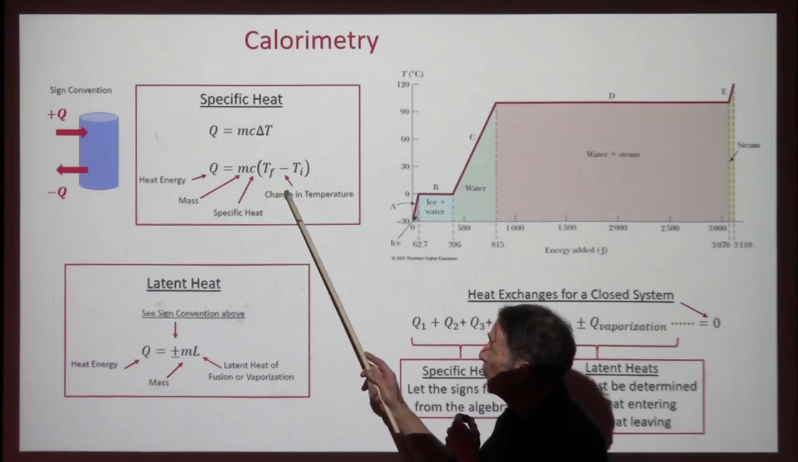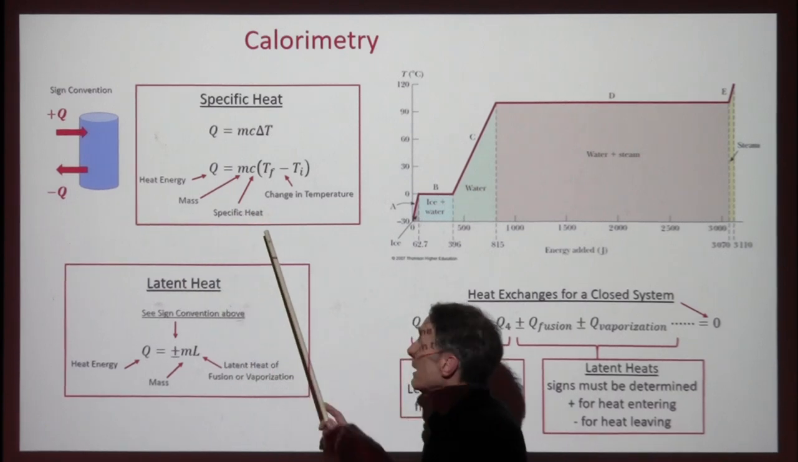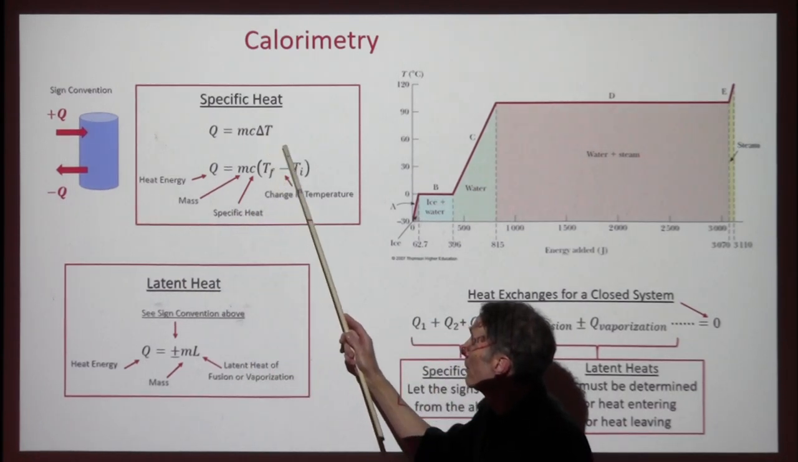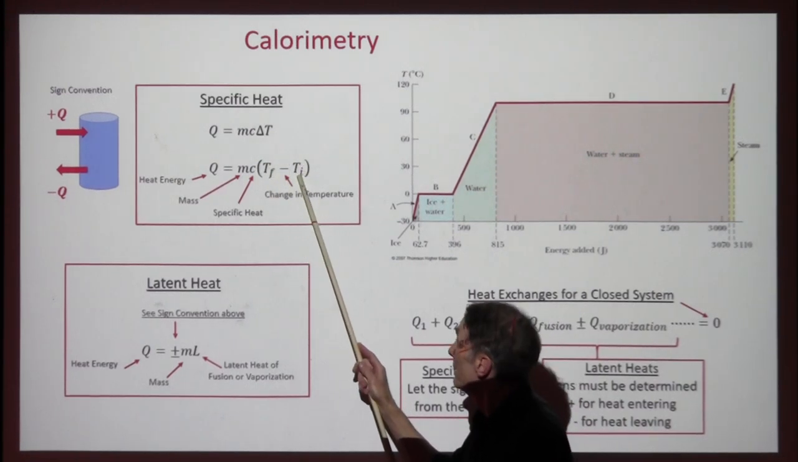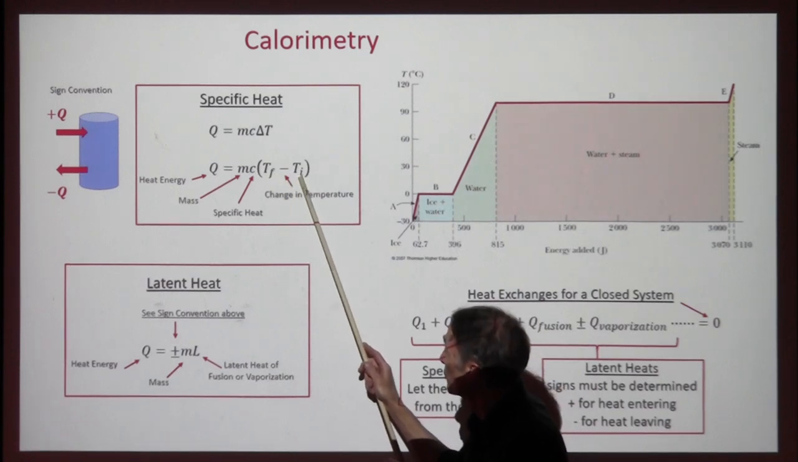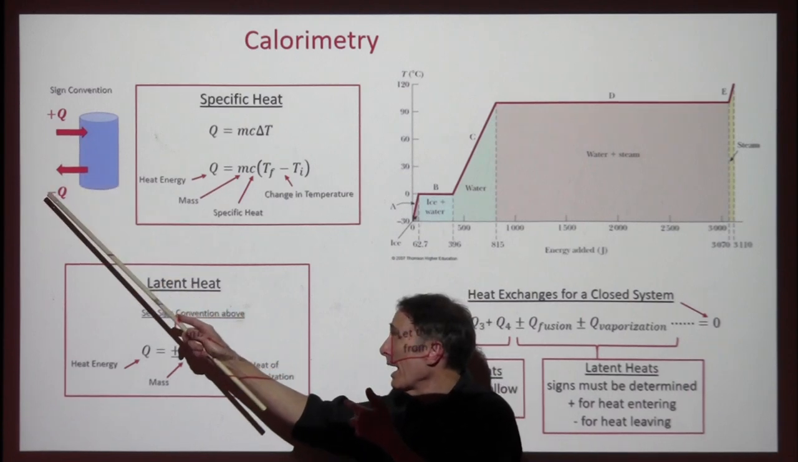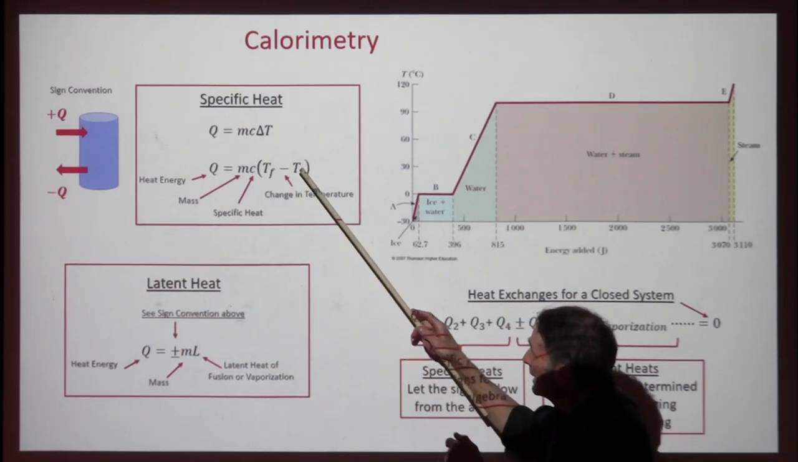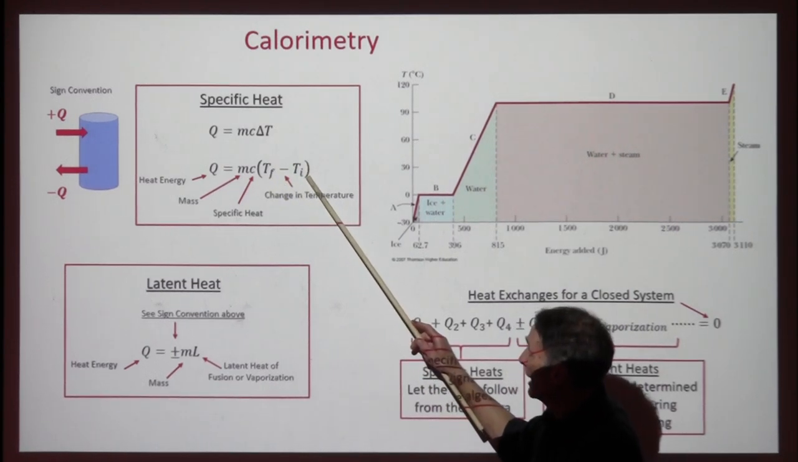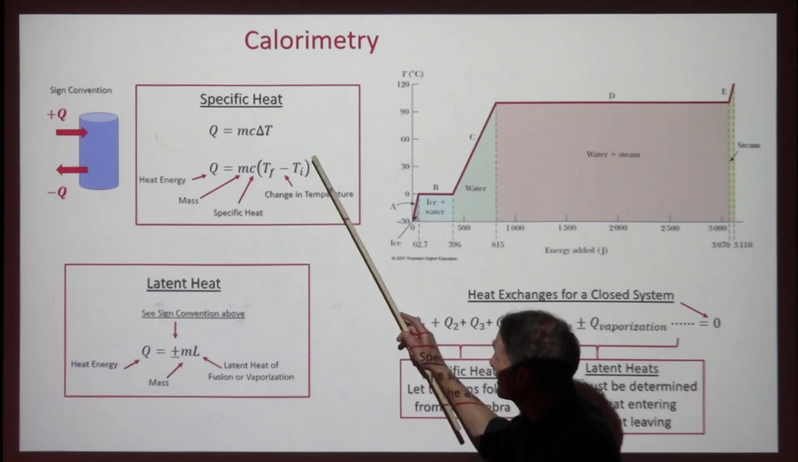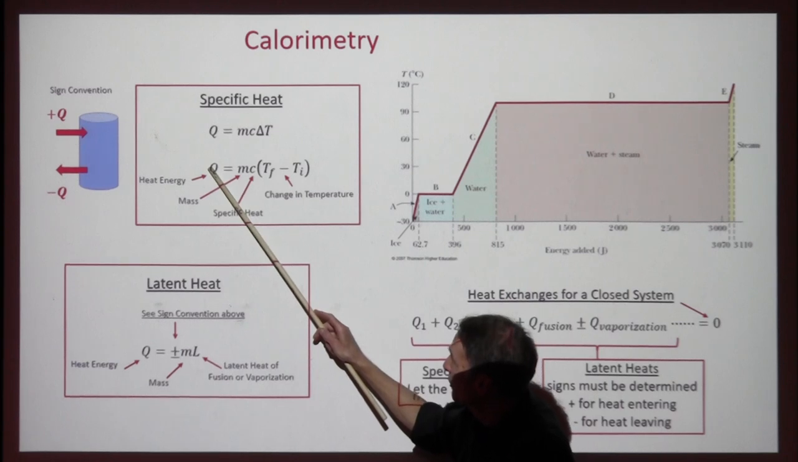But the idea would be that if we're putting heat into something, that is a plus Q, it's coming in. I expect the final temperature to be greater than the initial temperature, and when we subtract these, this is going to be a positive quantity. If I happen to extract heat out of this thing, I expect it to cool down, and I expect the final temperature to be less than the initial temperature. If that's the case, this minus sign is going to prevail, and we're going to end up with a negative Q.